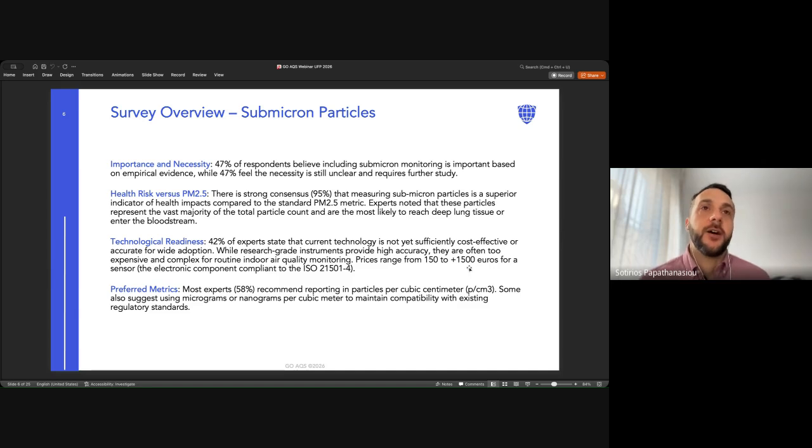And then to the question, what is the best measurement way or recommended value metric for submicron particles, 58% say that particles per cubic centimeter is the right way to measure those particles. Some suggested micrograms or nanograms per cubic meter, but I didn't find any support for it in the literature.